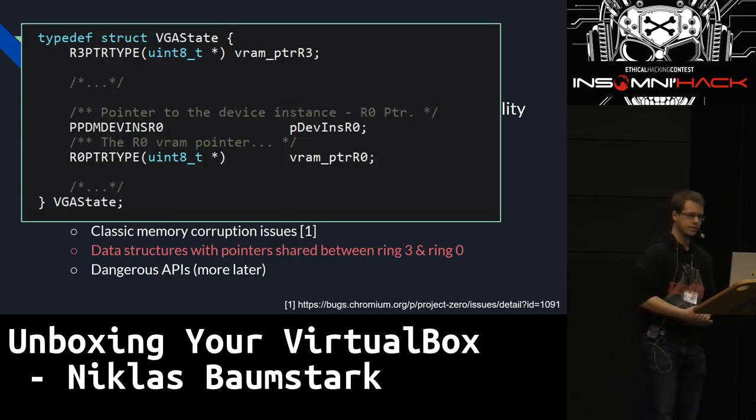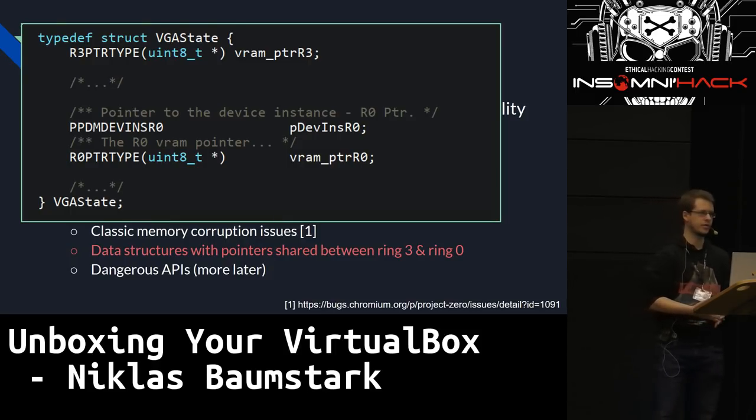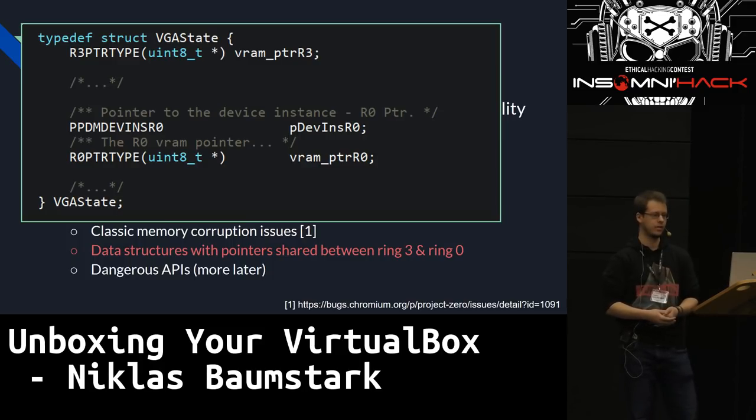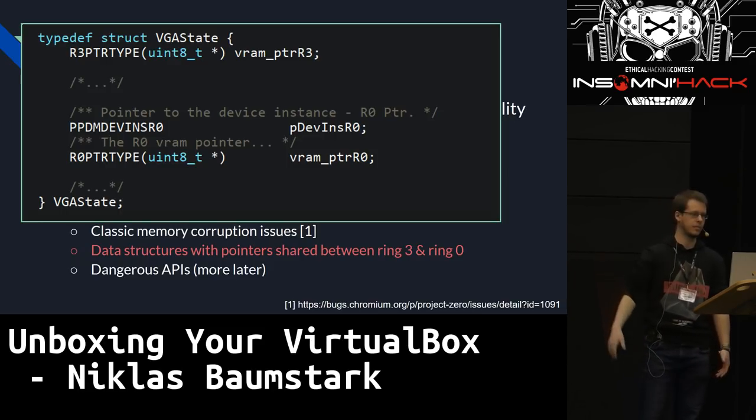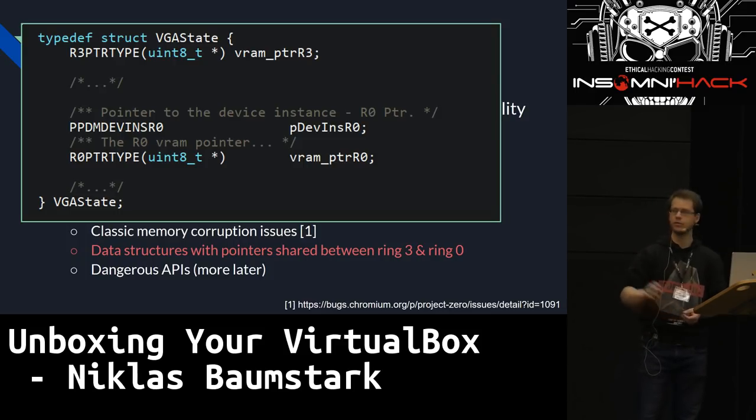There is another issue, which is there are some data structures that are mapped in both user and kernel land, and they have kernel pointers inside of them. For example, here we have two versions of this VRAM pointer. One is suffixed with R3 for ring 3. One is suffixed with R0. And the R0 version is used by the kernel, but it's writable by the user land because it's also mapped there. This is, by the way, a data structure that captures the state of the VGA device. And there's plenty of examples of this. And if you change this ring 0 pointer from user land, the kernel might do interesting things with it.